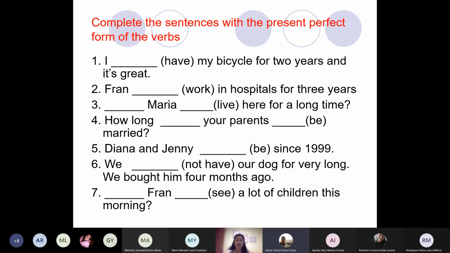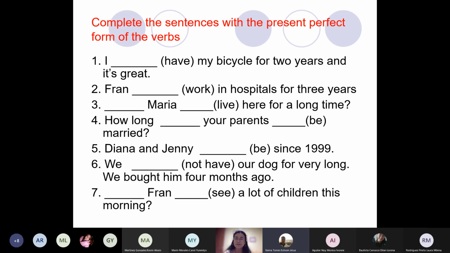How long have your parents been married? Been married. Very good. Remember, your parents refers to the mother and the father. It's plural. That's why you say have. Okay? Teacher, verb to be, the verb is been.